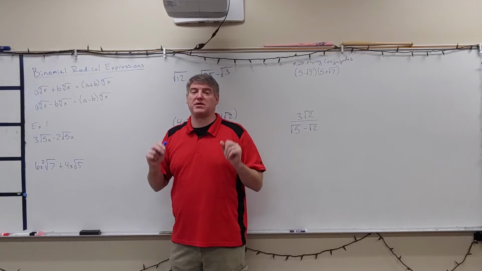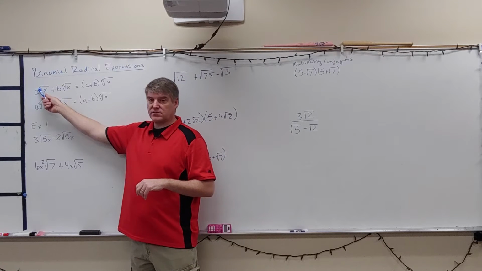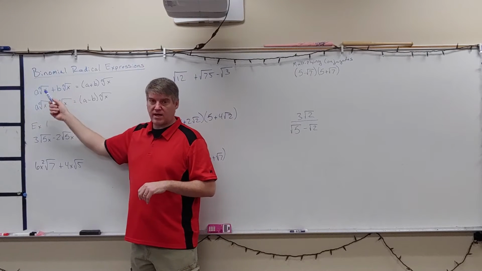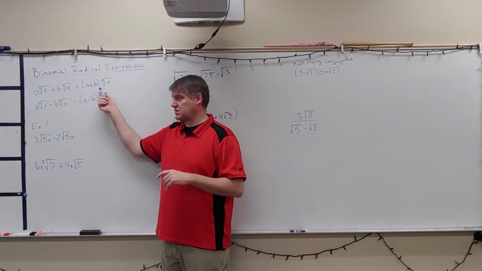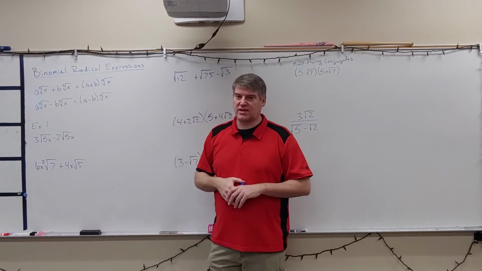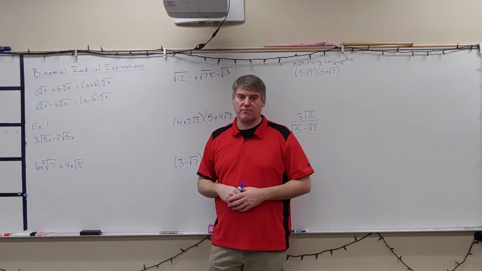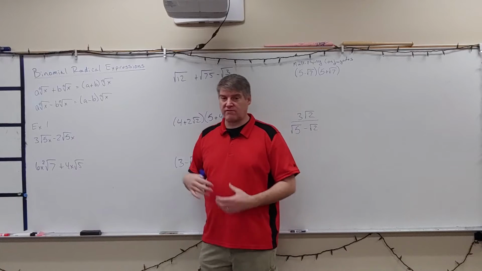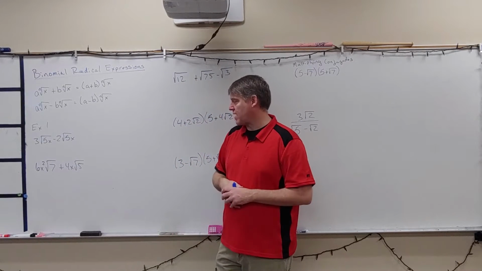Now, there's a couple of key pieces here when we're looking at this. Notice that my indexes are the same and my radicands are the same. That has to happen for this to be true. So you can't add the square root of 7 plus the square root of 5. That does not work. But if I want 3 square roots of 7 plus 2 square roots of 7, that gives me 5 square roots of 7 because they match up.